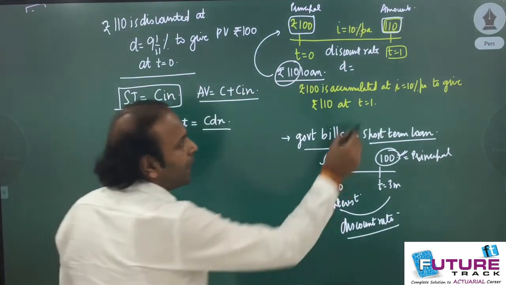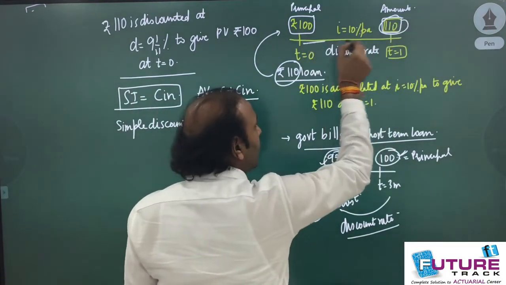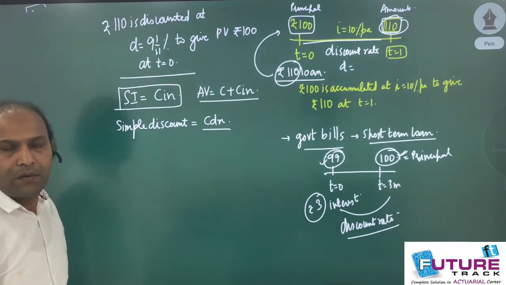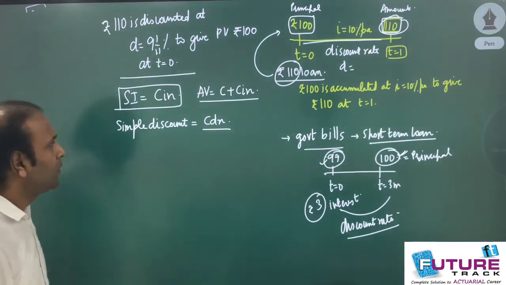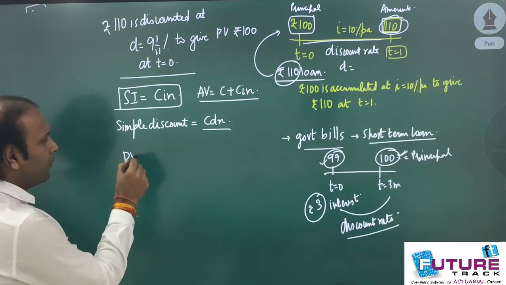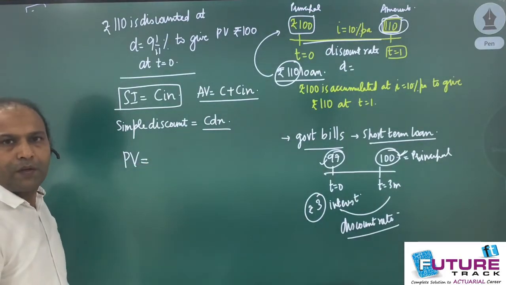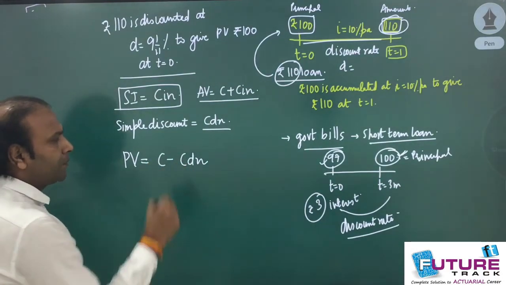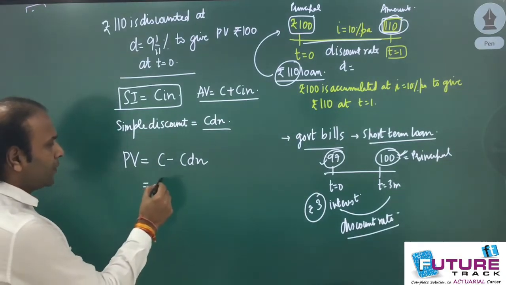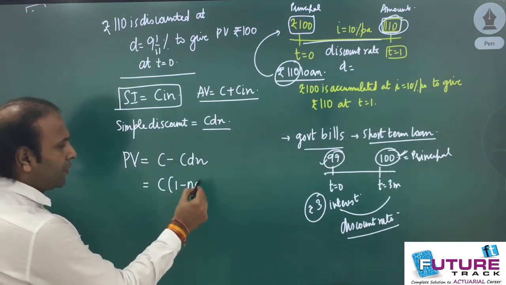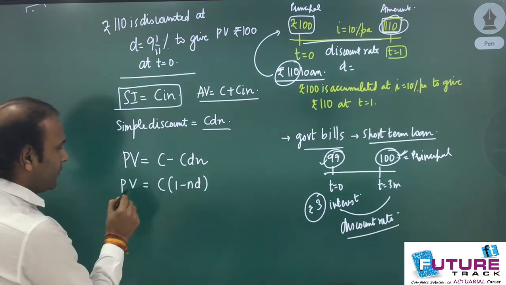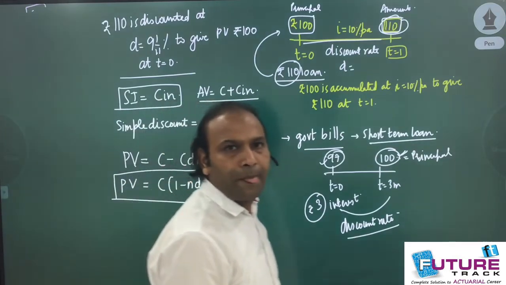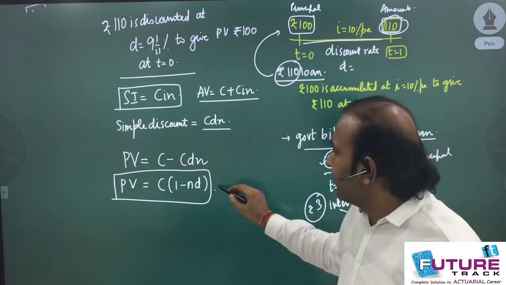Now class, इस 110 में से अगर मैं डिस्काउंट वाला पार्ट माइनस कर दूं तो what I get? I will get the present value. So with the help of simple discount, we find present value. And what is present value? Principal minus the simple discount. So what do you get? It is C(1 − ND). Fine. So this is my formula of present value.